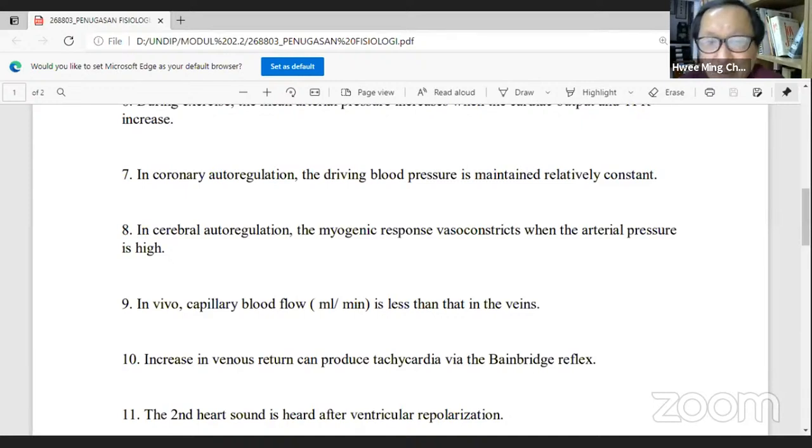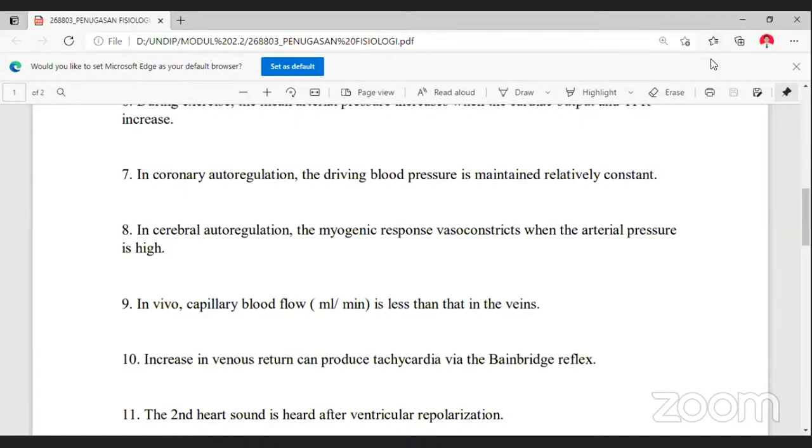Okay, another question on autoregulation. We can move on to question eight. This one is on the brain. Maybe Dita, you can go on to read number eight.